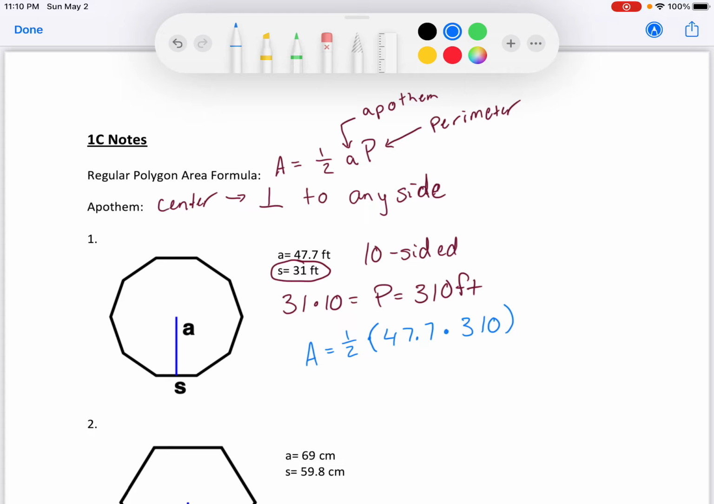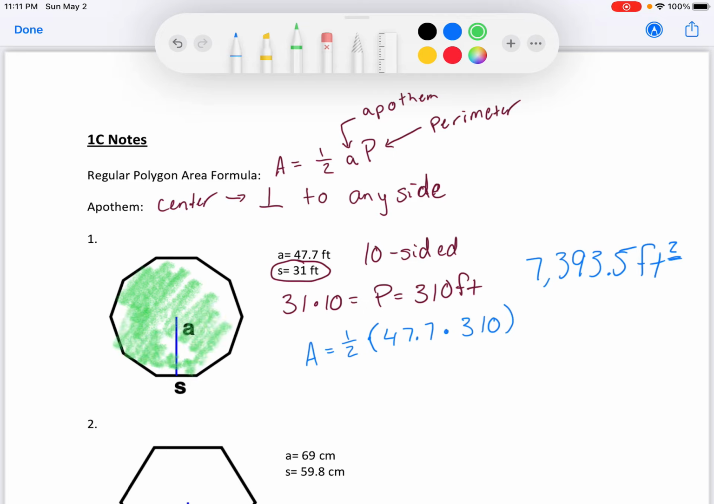And when we type that into our calculator, we get 7,393.5 feet squared. Remember, when we're labeling these, it needs to be feet squared, because we're talking about the whole area of the figure, the whole inside. We're not talking linear feet.